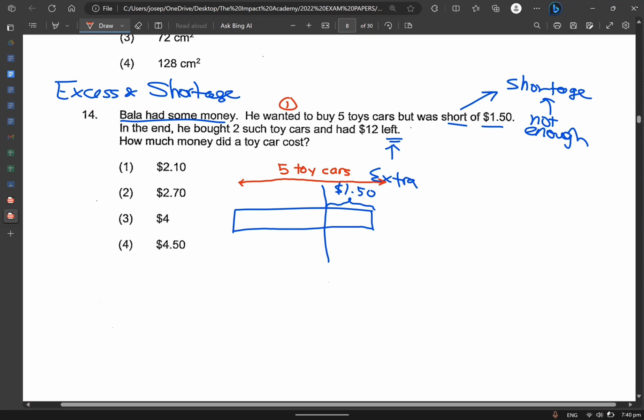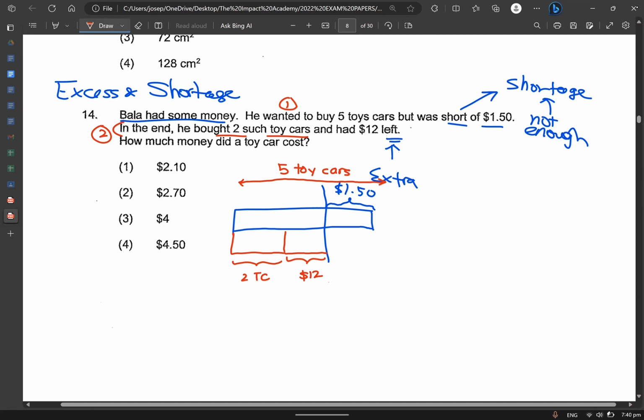Now, in the end, sentence number 2: in the end, he bought 2 such toy cars. So he said, I'm just going to buy 2, and had how much left? $12 left. Very good. So whatever there is over here is 2 toy cars, correct or not? How much left? $12 left. Can you see this or not? Can see.